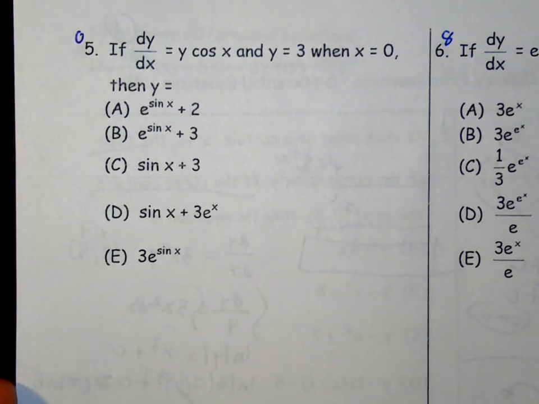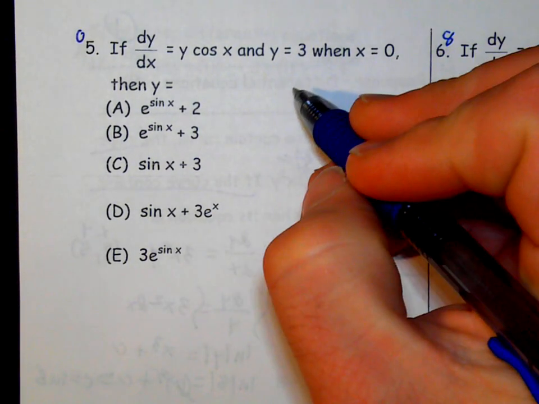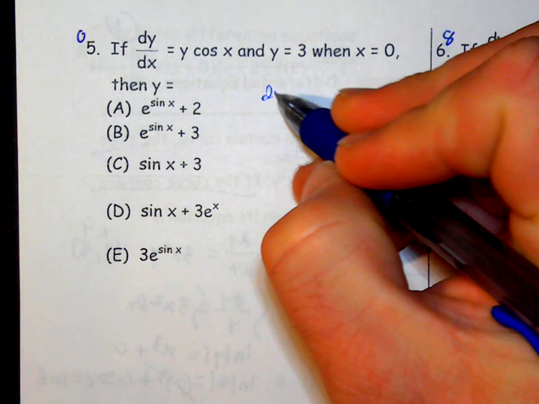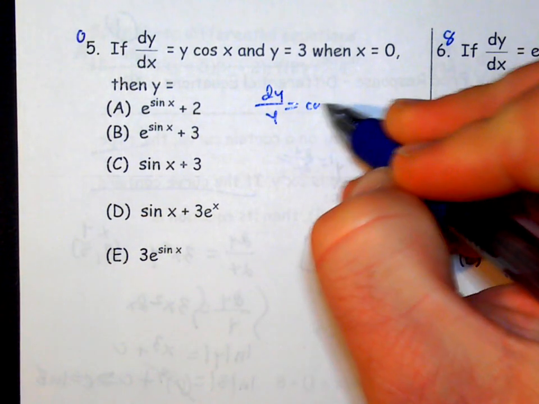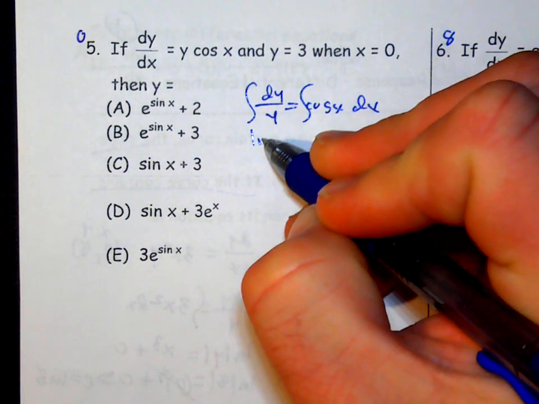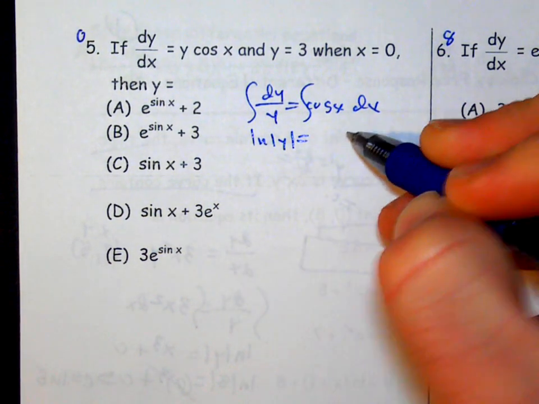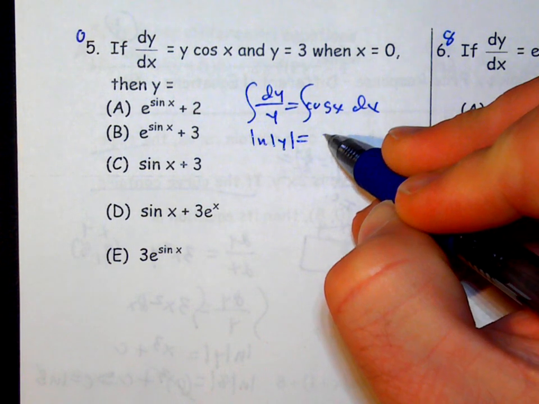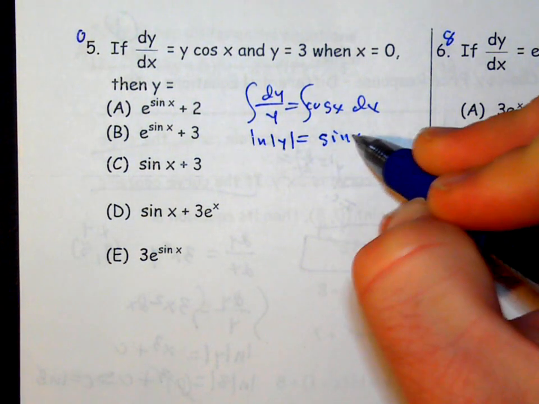Now, no one asked for problem 5. So, I mean, I don't know if it was that easy. dy over y equals cosine x dx. You can integrate both sides. Natural log of the absolute value of y equals, when you take the derivative, it gives you positive cosine, positive sine plus c.